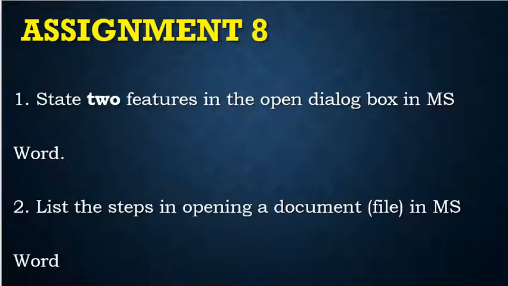So for your assignment, you have to state two features in the open dialog box in MS Word. The next one, you list the steps in opening a document file, that's a file which has been saved already on a computer, through MS Word window or through an active window.